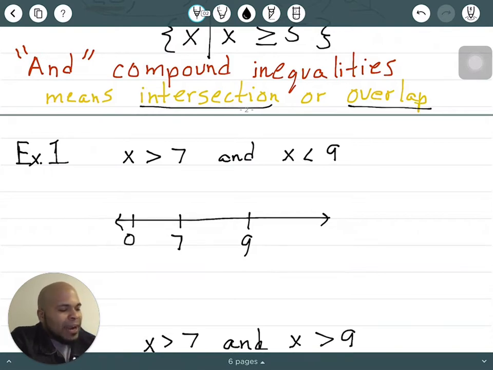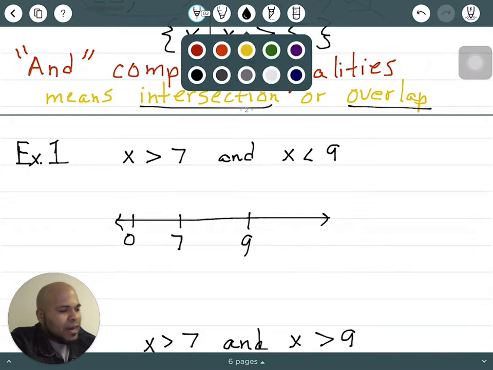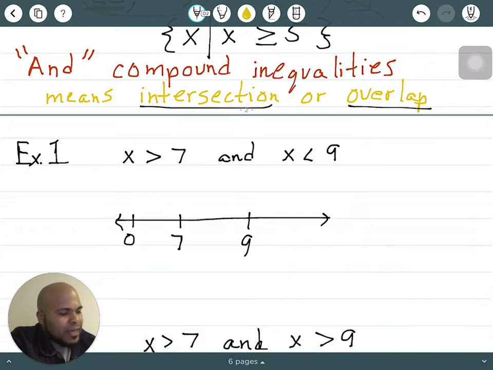So I care about all the numbers that are greater. Okay, so I'm going to graph this in yellow. And because it's greater, I'm going to use a parentheses, not a bracket, and I'm going to move to the right because this is true for all these numbers. All these numbers are greater than 7.